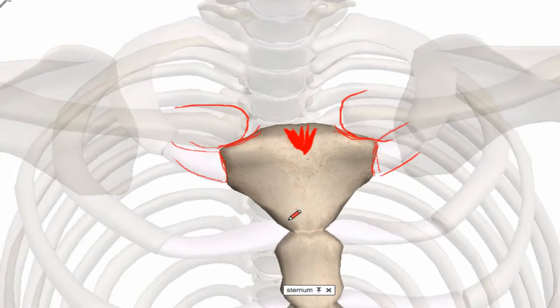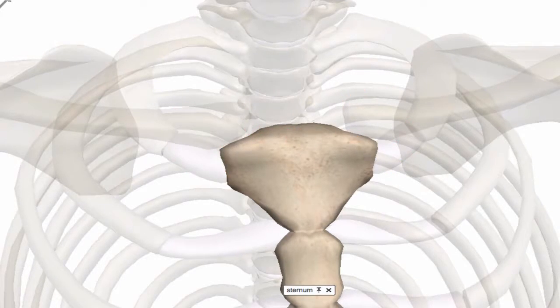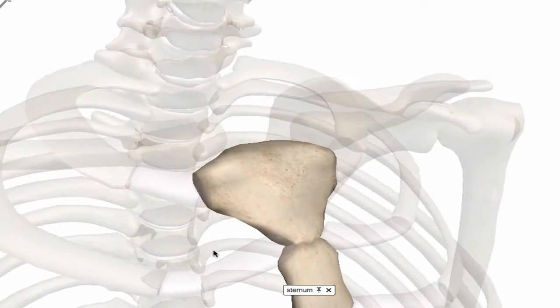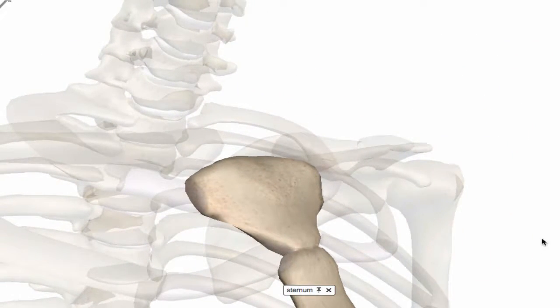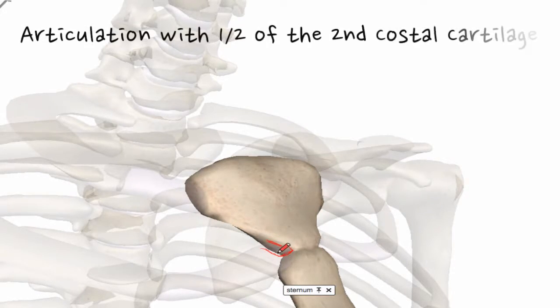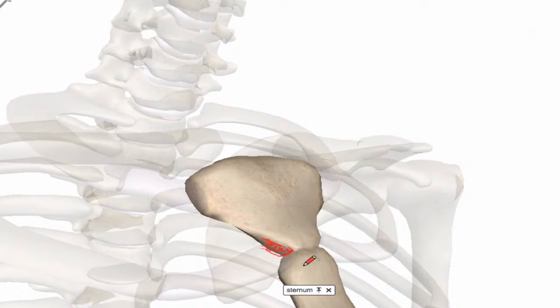Now, going down, I'm going to clear this out. Another area that I would like to point out is this one here. I have to go back and forth between the pencil and the mouse, so bear with me. This area right here is where the first half of the second costal cartilage will articulate. So this is something that you will find in the manubrium as well.